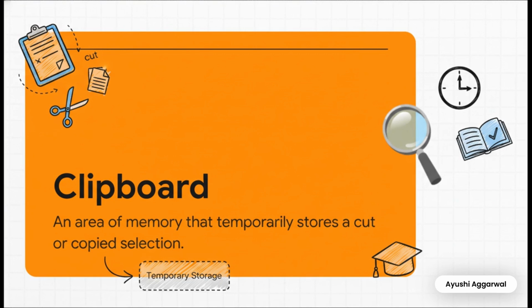Next up is the clipboard. Whenever you cut or copy any text or an image, where does it go before you paste it? Well, it goes to the clipboard. The most important thing to remember here is that it's a temporary storage area. In the exam, this keyword, temporarily stores, is exactly what they'll ask about.